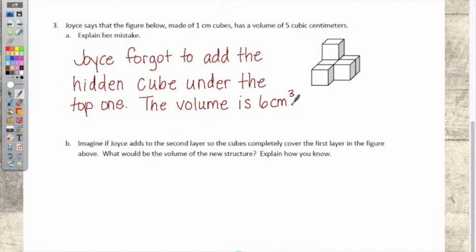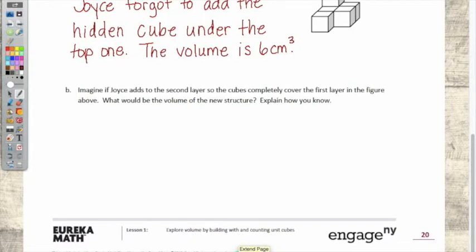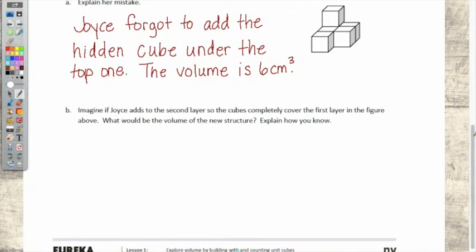Okay, now the next one says imagine, so you don't get to build anything, you just imagine. Okay? So it says, imagine if Joyce adds the second layer so the cubes completely cover the first layer in the figure above. And don't shout it out. What would be the volume of the new structure? Explain how you know. So Abdiel, what would be the volume of the new structure? 10. 10, you're right. The volume would be 10 what? Cubic centimeters.